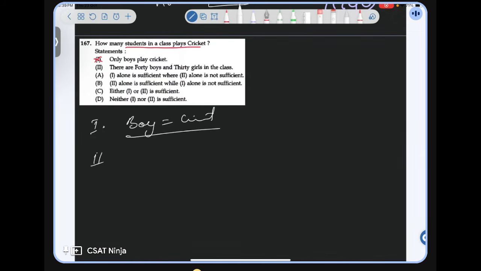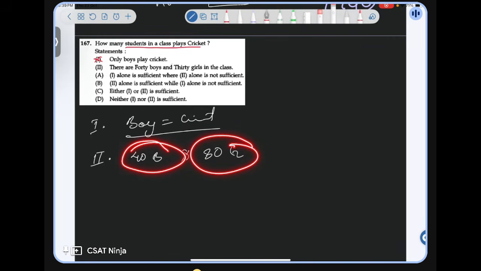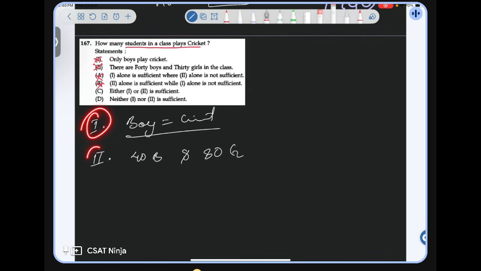What about statement number 2? Let's check statement number 2. Statement number 2 says there are 40 boys and 30 girls. Using this statement only, can I answer? No, right? Why? Because of course I know there are 40 boys and 30 girls, but I don't know how many of them play cricket. So that's the reason why this alone is not sufficient. Let's eliminate some options. This one is gone. This one is gone. So we'll have to combine and check. Let's combine statements number 1 and 2 and check whether we can get the answer.